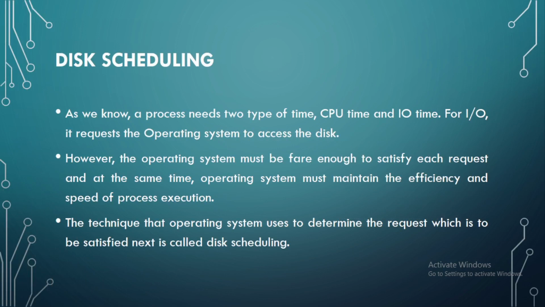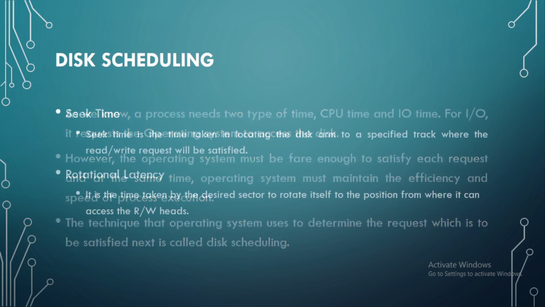As we know, a process needs two types of time, CPU time and input output time. For input output, it requires the operating system to access the disk. However, the operating system must be fair enough to satisfy each request, and at the same time must maintain the efficiency and speed of process execution. The technique that the operating system uses to determine which request is to be satisfied next is called disk scheduling.